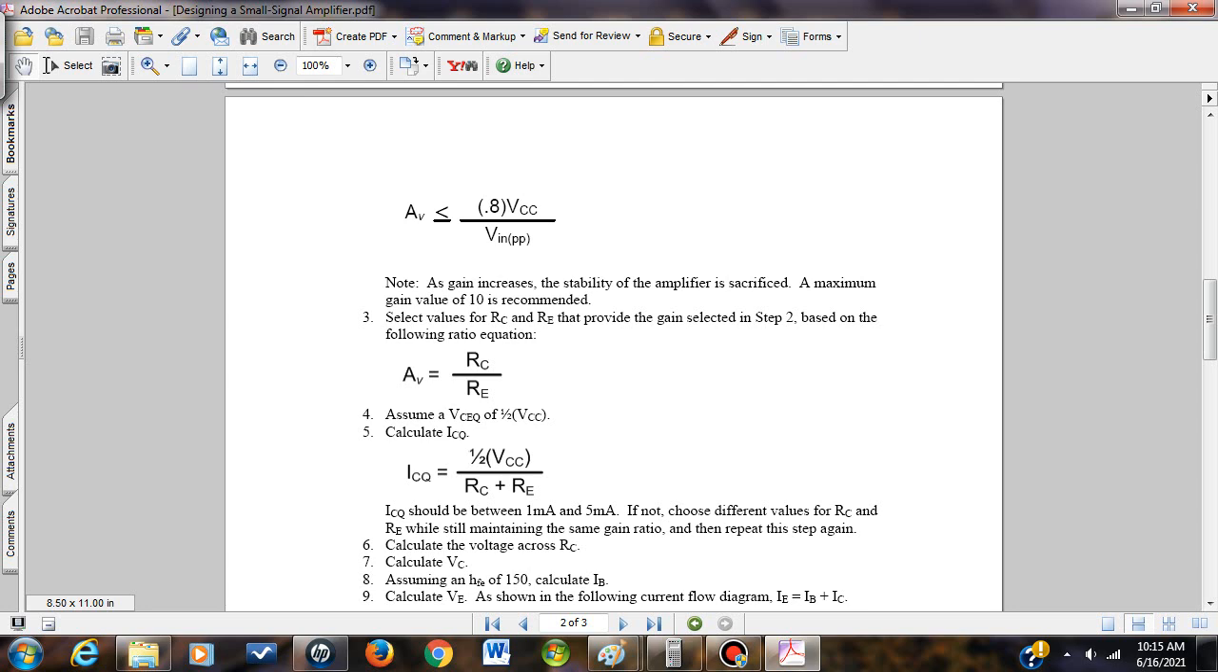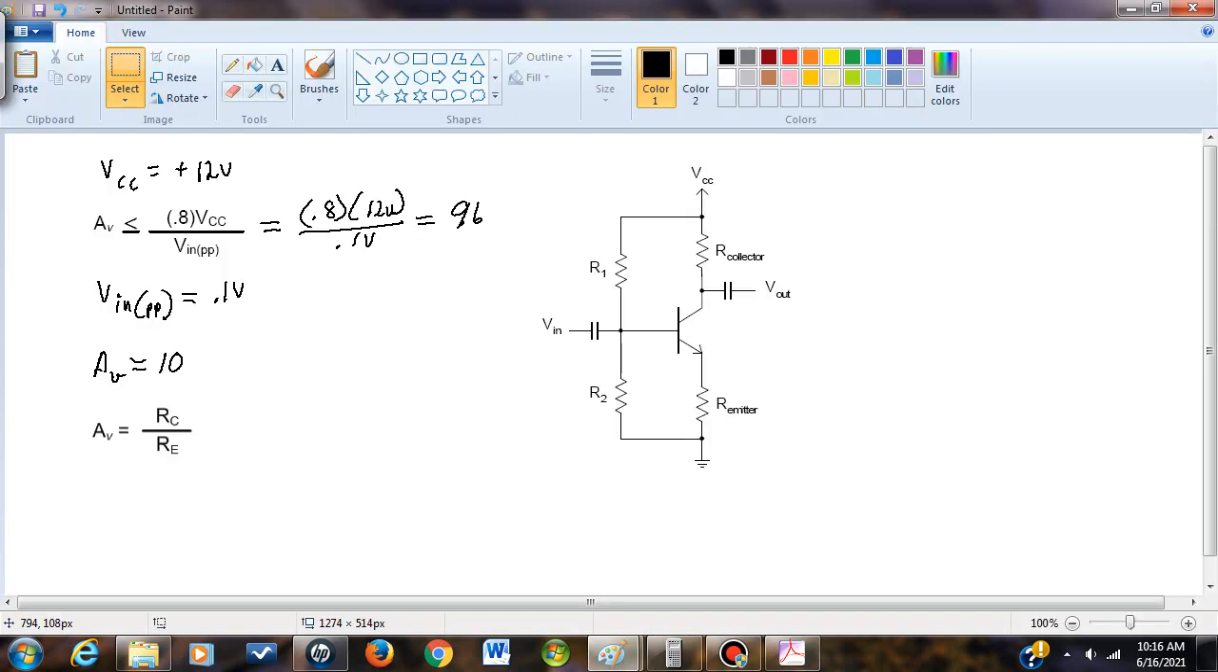Step number 3, select values for RC and RE that provide the gain selected in step 2 based on the following ratio equation, where A sub V is approximately equal to RC over RE. So here's what we have so far. We have the RC value. Well, we don't actually have a value as of yet, but we need to choose the ratio of RC to RE to be equal to 10.